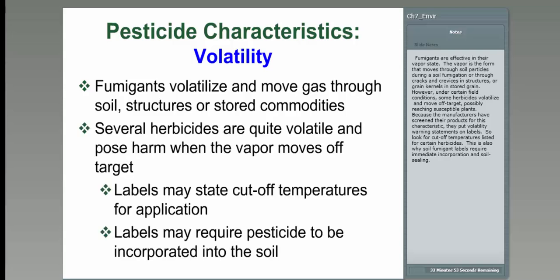However, under certain field conditions, some herbicides volatilize and move off target, possibly reaching susceptible plants. Because the manufacturers have screened their products for this characteristic, they put volatility warning statements on labels. So look for cutoff temperatures listed for certain herbicides. This is also why soil fumigant labels require immediate incorporation and soil sealing.